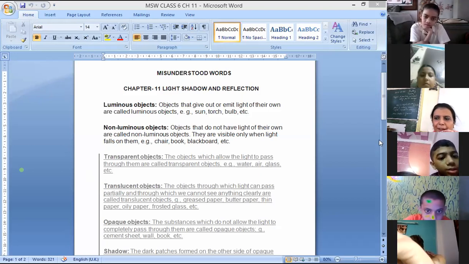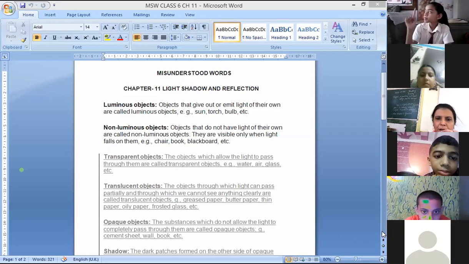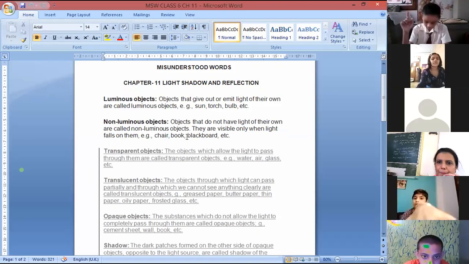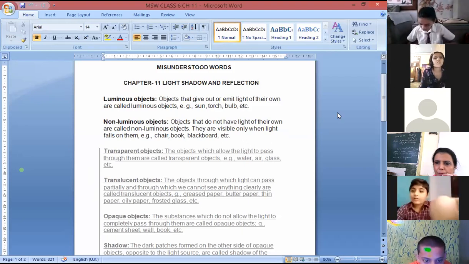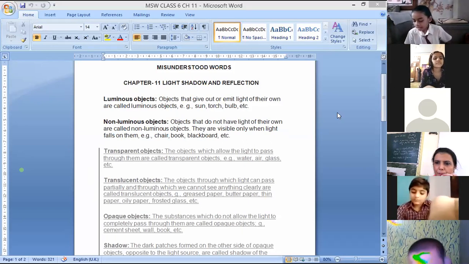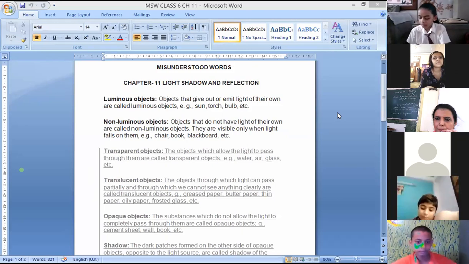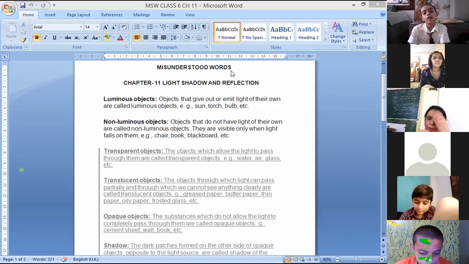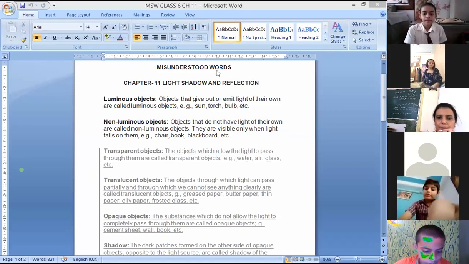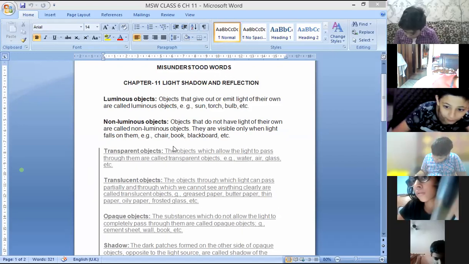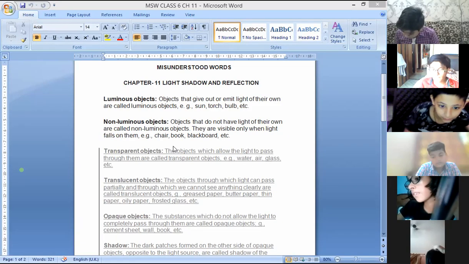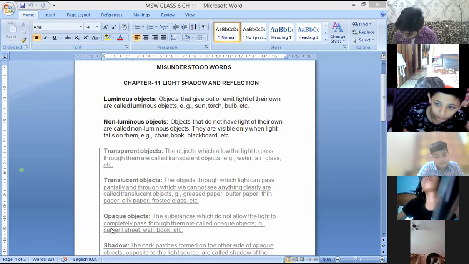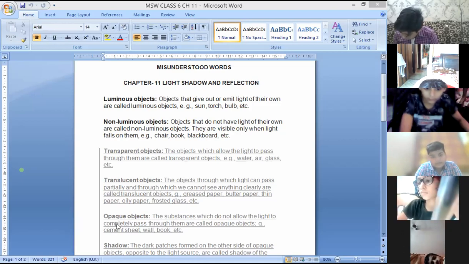Next comes the opaque object. Yes, Chitra, can you tell? Ma'am, if we cannot see through an object at all, it is an opaque object. Yes, Parnika, explain again. Opaque objects are substances which do not allow light to pass through them. Beta, it's opaque. This word is opaque.